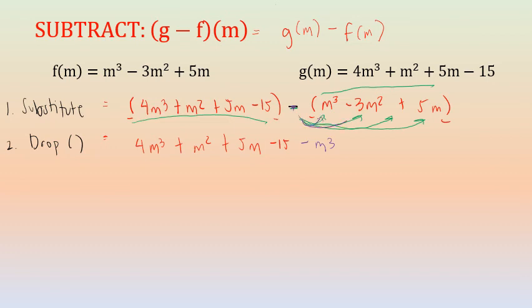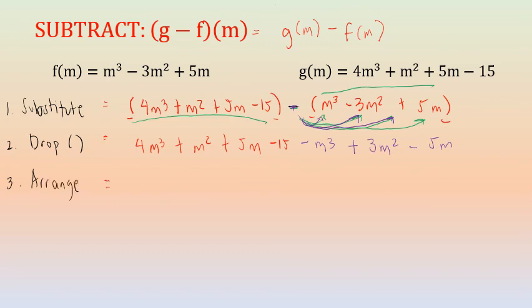Next one, negative times negative 3m squared. So, dalawang negative will give us positive 3m squared. Next one, negative times positive 5m. So, negative times positive, that is negative 5m. So, ganun. We have to distribute the sign to each of the terms inside our second function. Okay? Na-distribute na natin.